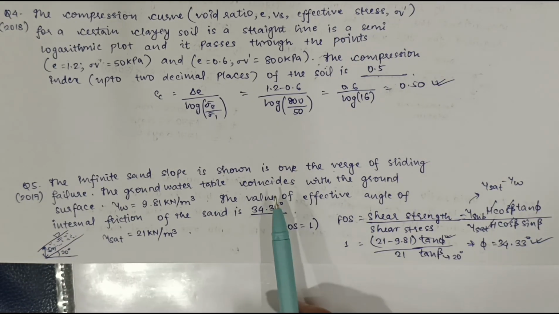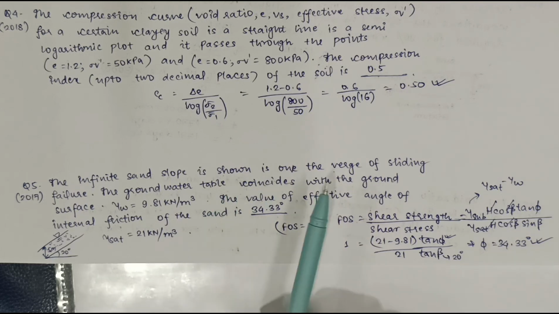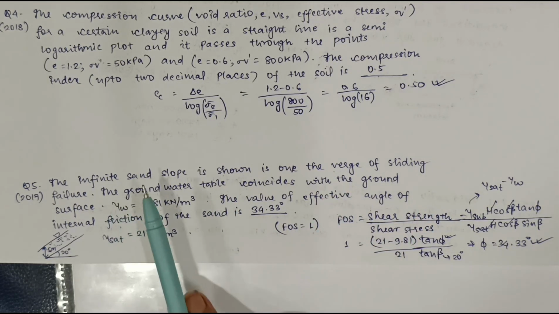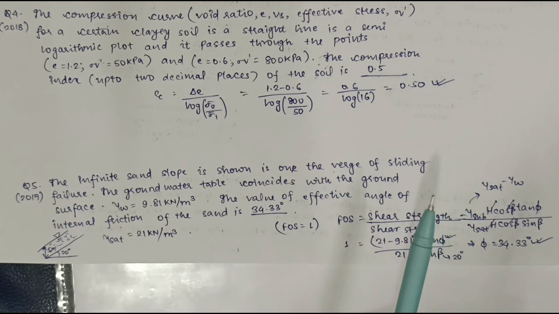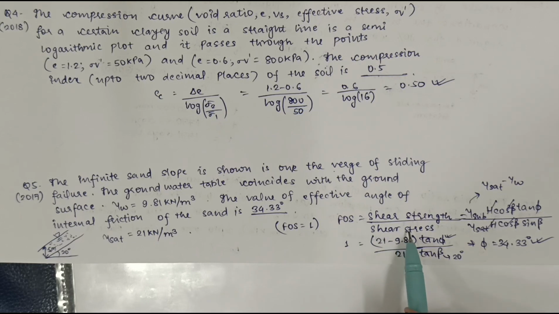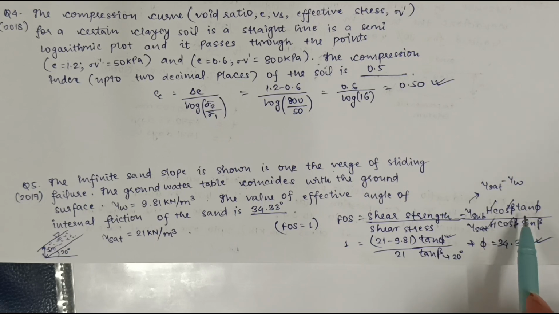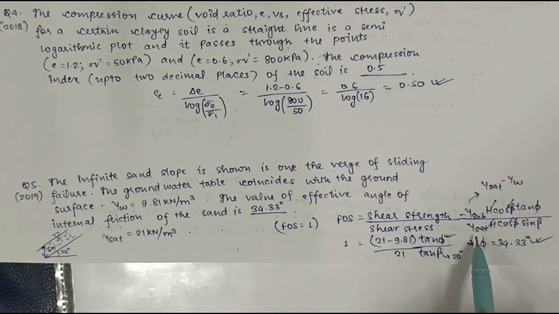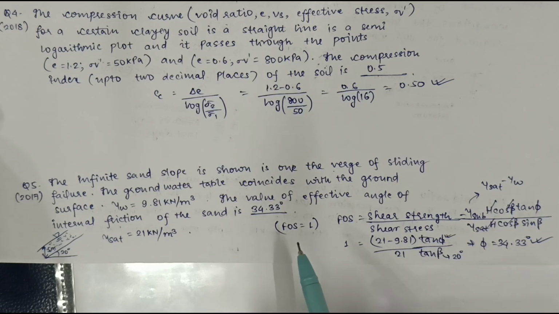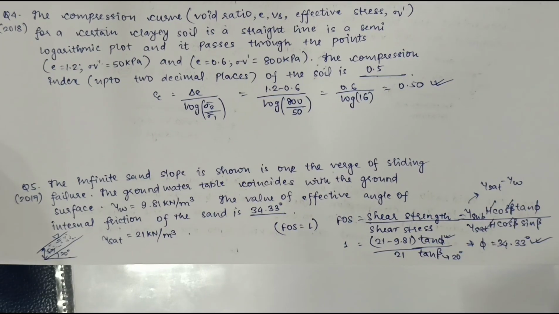Infinite sand slope. Whenever the infinite sand slope is on the verge of sliding failure, the factor of safety is equal to 1. And we know factor of safety is equal to shear strength by shear stress. And shear strength is equal to gamma submerged h cos square beta into tan phi, by gamma saturated h cos beta into sin beta. So from this you will get the value of the internal friction angle, which comes out to be 34.33. Thank you.